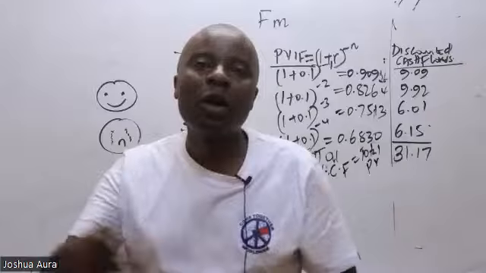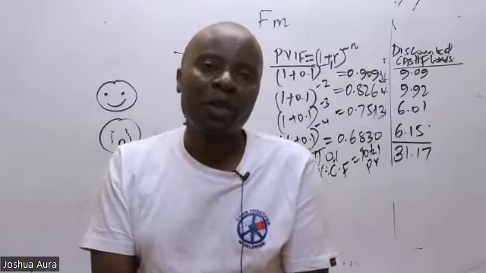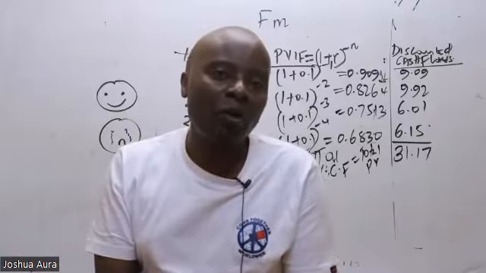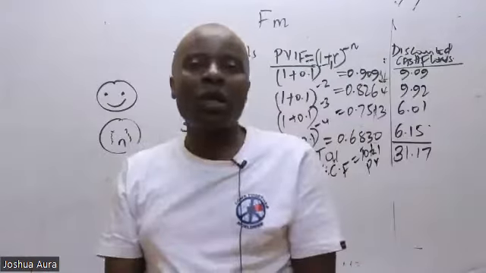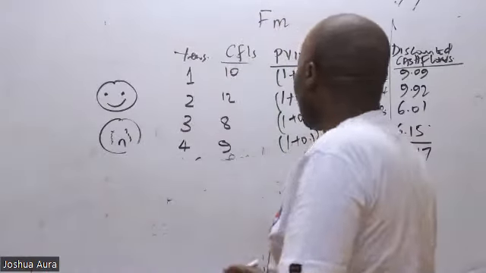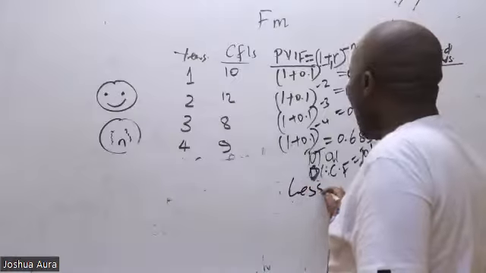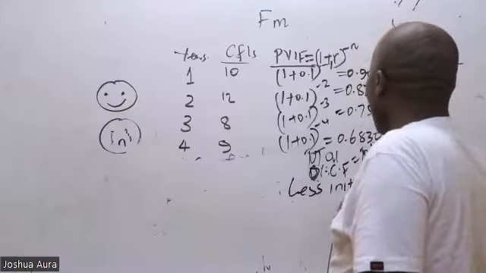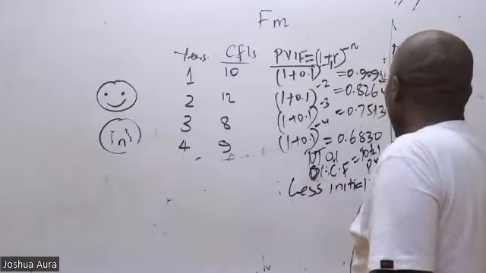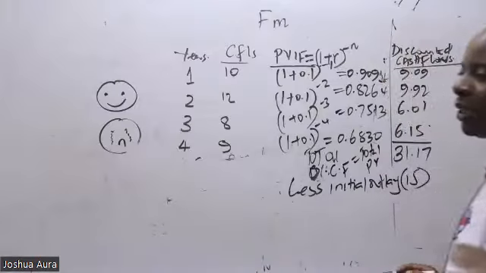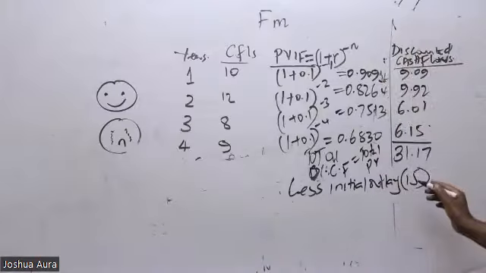Now, once you get the total present value, the next thing will be for you to subtract your cost of the project. You subtract your initial outlay. So you less initial outlay. Is there somebody who could remind us? I remember it was 15. The initial outlay was 15.